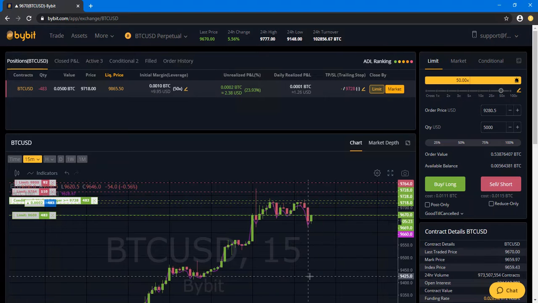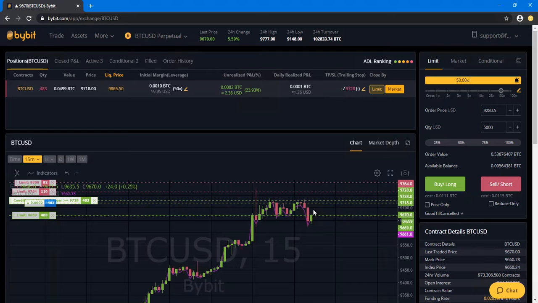Now there's a few things that you could do, but I'd rather not close on a conditional. Sometimes this conditional order might trail past into profit, just depending. But there are options here also where you can take profit with the conditional stop profit order around here.